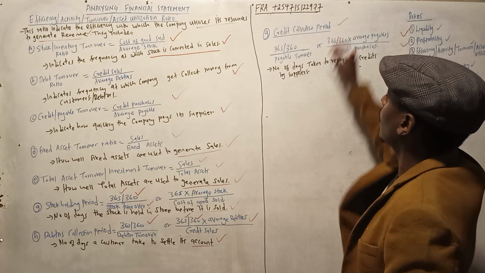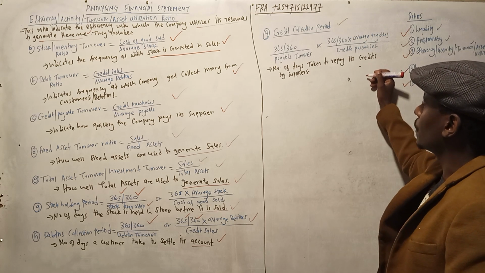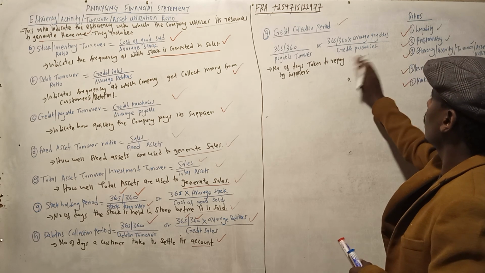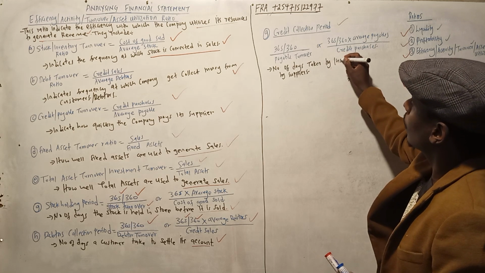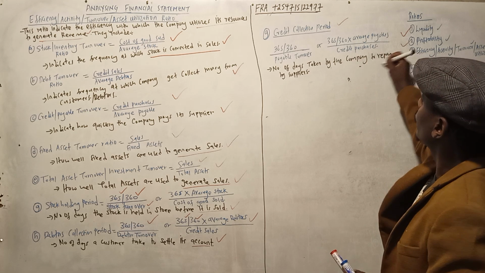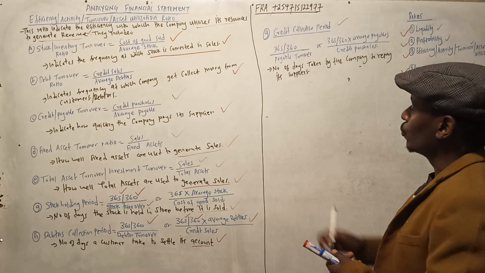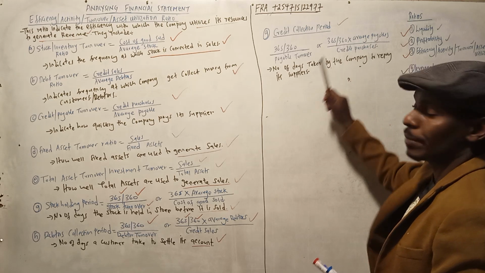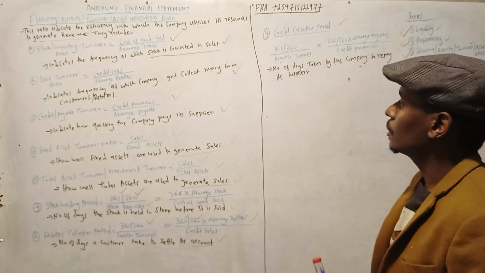Then you have the credit payment period. This one is the number of days taken by the company to repay its suppliers. So it is equal to the number of days in a year, either 365 or 360 depending on the question, over payable turnover, times the average payables, divided by the credit purchases.